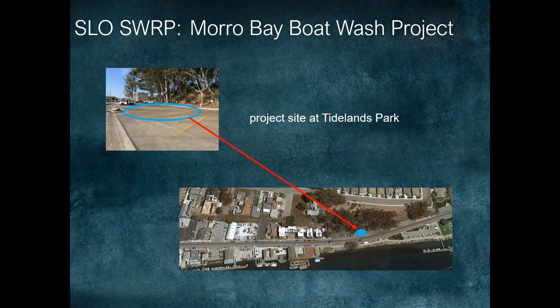So this is just zooming in a little bit just to further orient you geographically. The blue dot is the project area at Tidelands Park along the Embarcadero. The upper left picture shows the actual project site, which is an underutilized portion of a very large parking lot that the city has. This project is going to remove impervious surface and create a low-impact development biofiltration type project, which I will discuss as we go to the next slide.